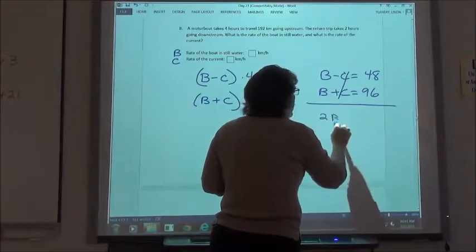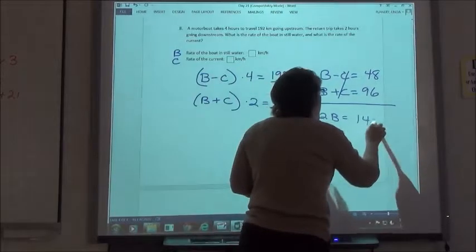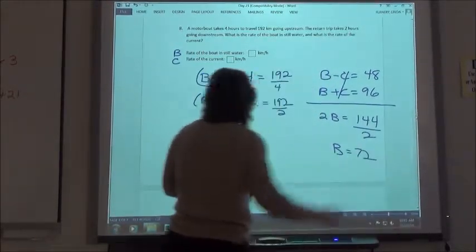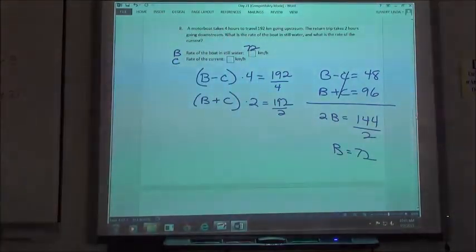2B equals 144. And if I divide by 2, 72. The boat is going 72 kilometers per hour. If I want to find how fast the current is going, where might I plug that in?